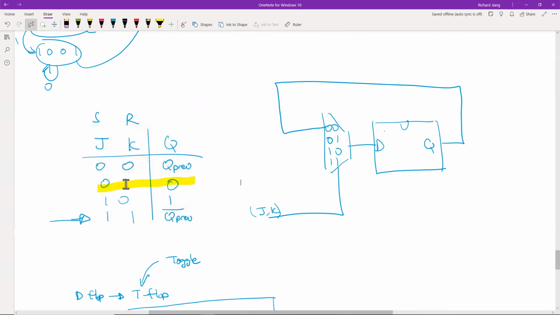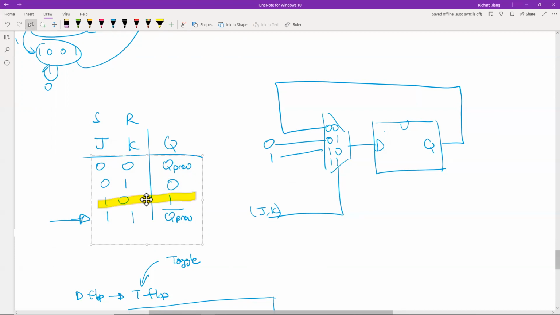It's saying that if J and K are equal to 0, 1, then we want the next value of Q to be a 0. So here we tie that to a 0. So we tie that to ground on the breadboard. And the next one is here. It's saying that if J and K are 1, 0, then we want to make it so the next value of Q is going to be a 1. So we tie that to the red rail or VCC on the breadboard.